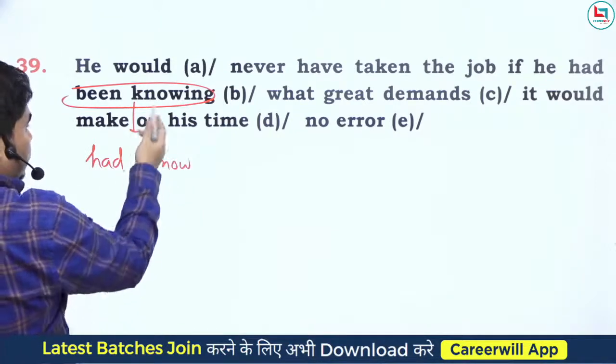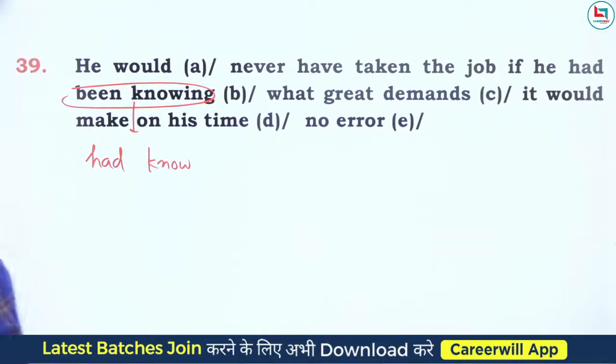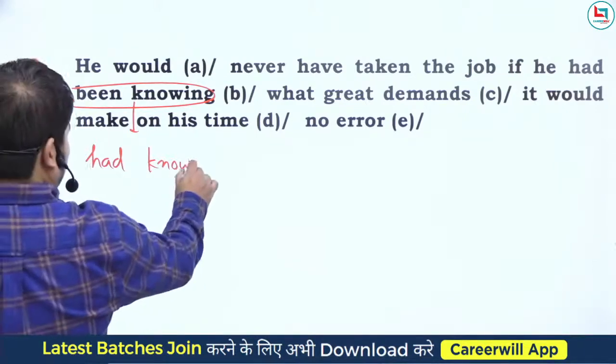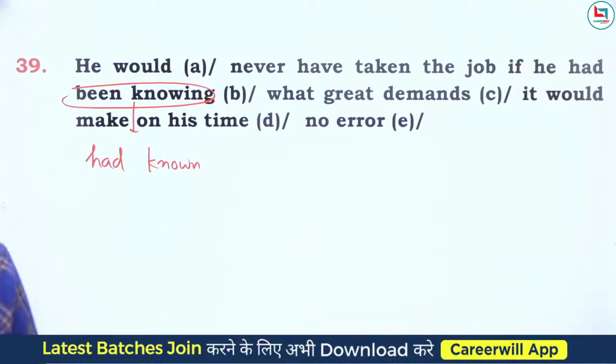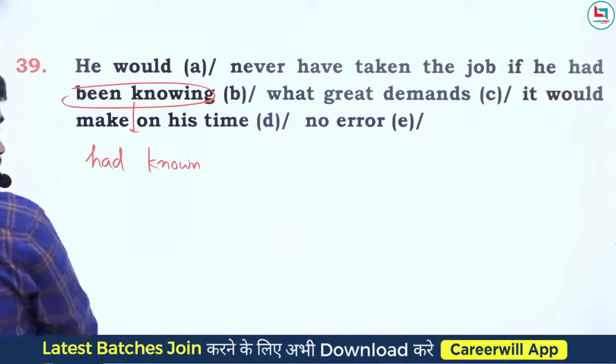And we will discuss this stative verb thing as well in the verb, because it is connected with the adjective, verb, adverb, tense. So know belongs to the category of the verb of mental activity, and in general you will not use the ing form with that. So had known. Again, what did great demands it would make on his time? That is what? Noun clause.